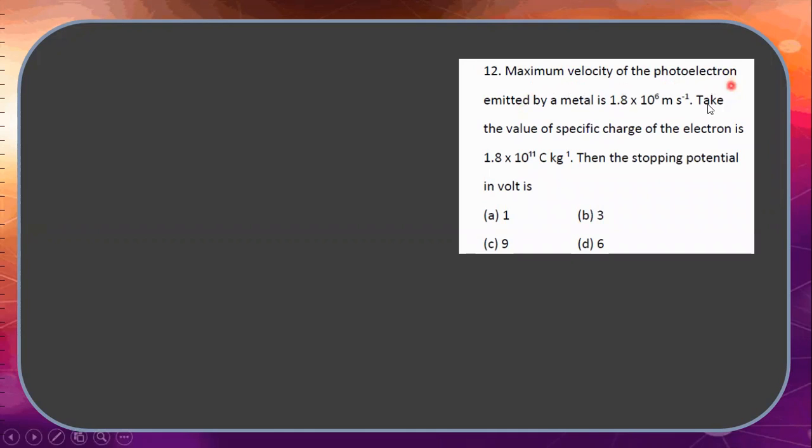The maximum velocity of the photoelectrons emitted by a metal is 1.8 into 10 power 6 meters per second. Take the value of the specific charge of the electron as 1.8 into 10 power 11 coulomb per kg. The stopping potential is? So the kinetic energy and stopping potential are related. What is the given data? Velocity V is given as 1.8 into 10 power 6 meters per second.